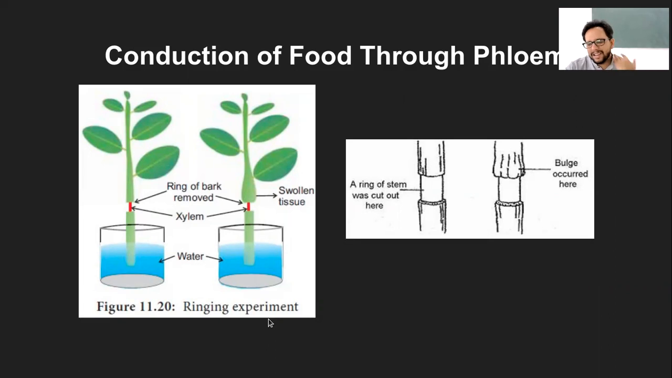And this is also called the ringing experiment, because you create a ring-like structure in the stem. That is why it is called the ringing experiment. Most of the times the question is asked mentioning the ringing experiment. So then you have to remember that it is for the conduction of the food through phloem tissue.